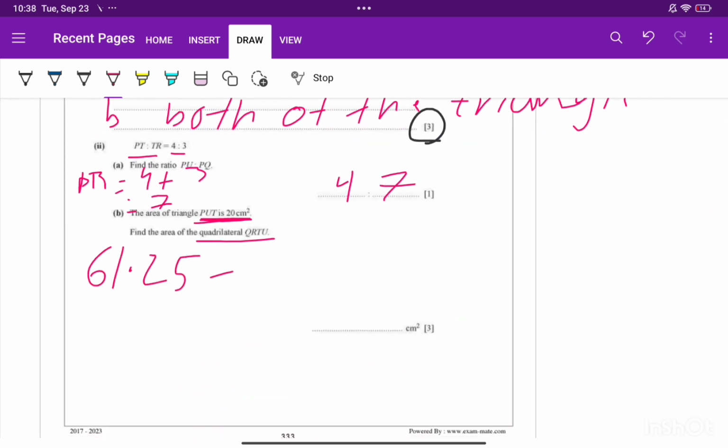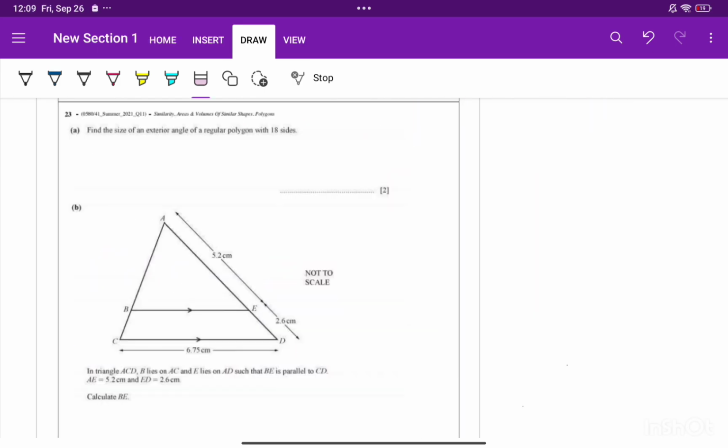61.25 minus 20, which will be 41.25. This is our answer. Question number 23. This question is taken from May-June 2021, variant 4.1.